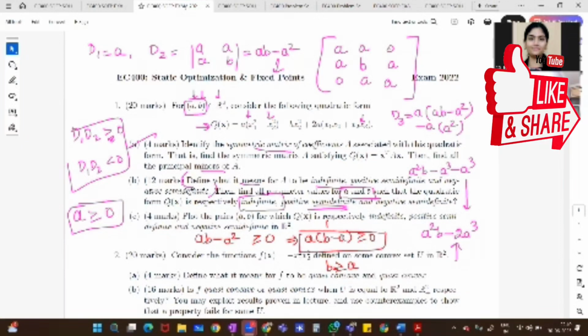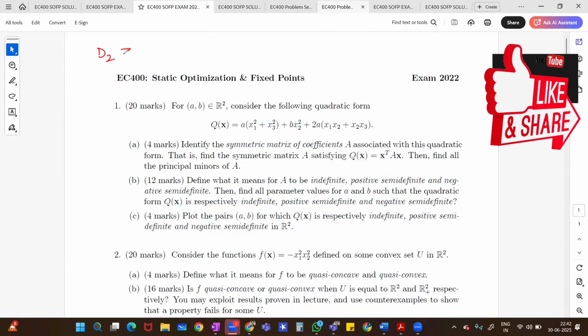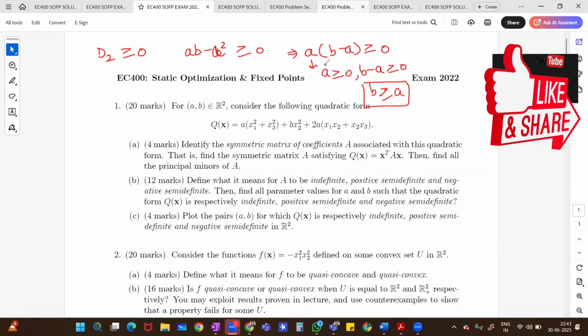So if you do factorization, one of these is greater than or equal to 0: b minus a is greater than or equal to 0. So if D2 is greater than or equal to 0, that means ab minus b square is greater than or equal to 0. If I take a common, it's a(b minus a) greater than or equal to 0. We know a is greater than or equal to 0, thus b is greater than or equal to a. Correct. So this is 1.